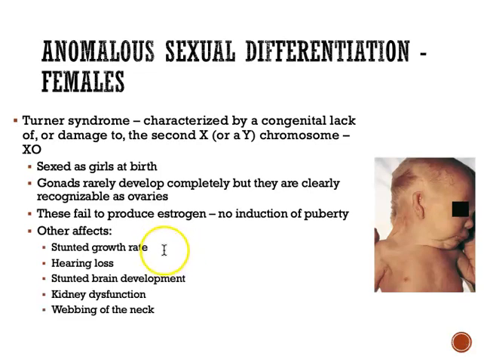So they have short height. There's also usually hearing loss. Brain development can also sometimes be stunted, so there can be some cognitive impairments, I guess. There's sometimes problems with the kidney, and the most superficial visual sign of Turner syndrome at the time of birth is this webbing of the neck. I don't know how well you can see that in this baby here, but you can see that extra flap of skin going to the back of the head, going all the way to the shoulders.